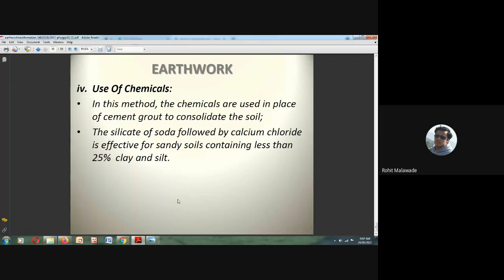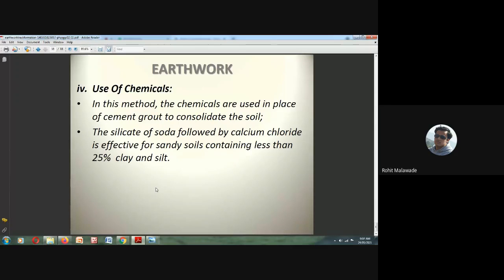Now we will be using the concrete mats also. Sometimes we use concrete mats for subgrade improvement, and precast concrete slabs for loosened soil or weaker soil.